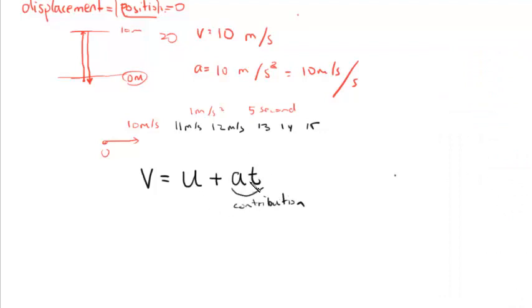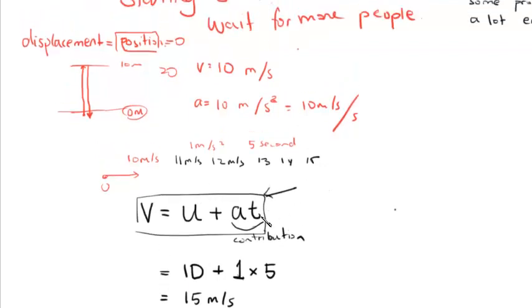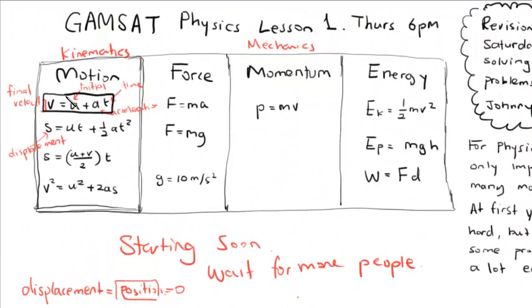So, I hope that makes sense. Initial velocity is 10. And every second you are increasing your velocity by 1 meter per second. And you go for 5 seconds, then you would be increasing your velocity by 5 meters per second. So you add that contribution to your already existing velocity, then you get 15 meters per second. So that's what that equation is all about. Whenever you see this equation, this equation shows up quite often, I think, in GAMSAT. So this equation should now make sense. Any question here so far? Anyone?